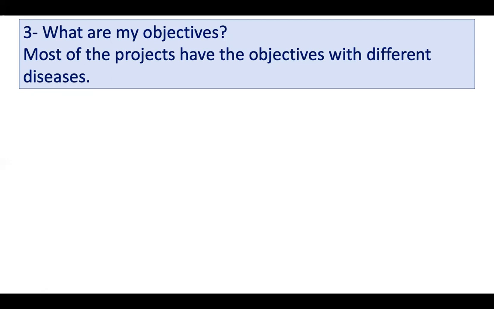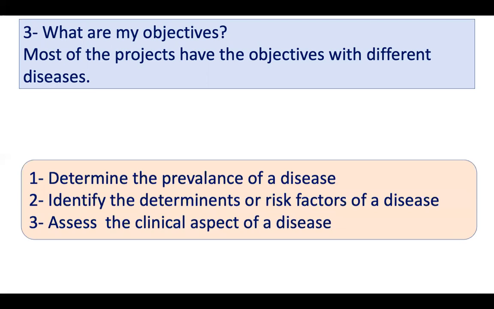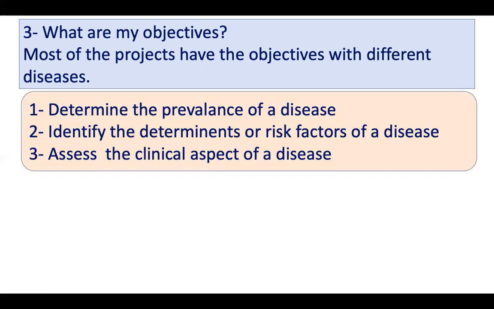Now go to the third question, which is very important. What are my objectives? You have to write your objectives beside you. Most of the projects we did in project 1, for nearly 90% of the groups, have the same objectives with different diseases. The first objective will be determine the prevalence of a disease. The second objective, identify the determinants of the risk factors of a disease. The third objective, assess the clinical aspect of a disease. Most of us have these 3 objectives.